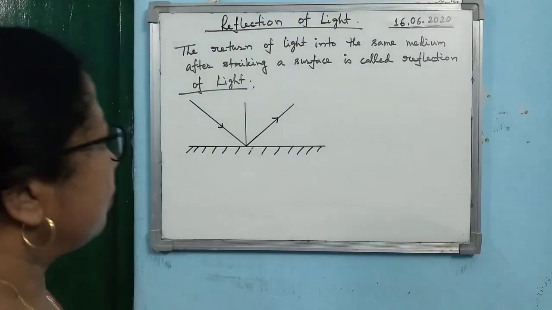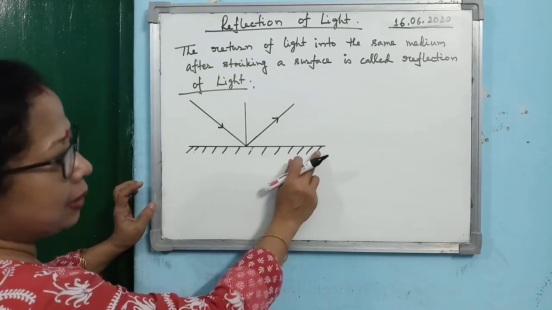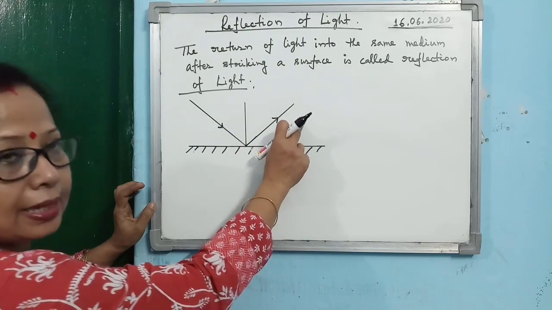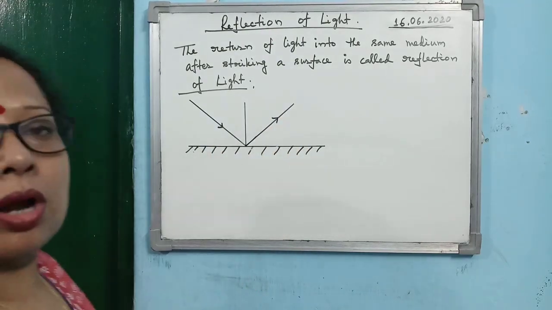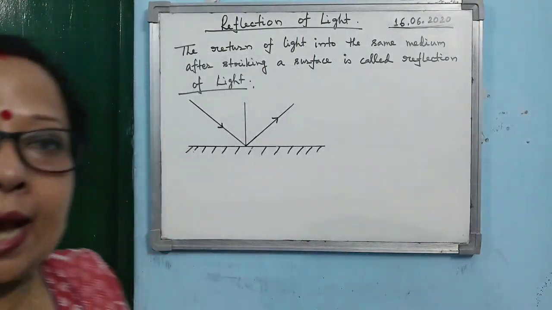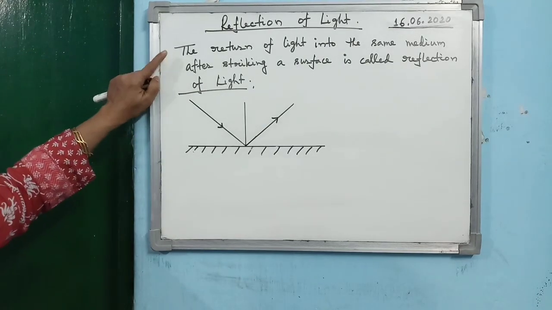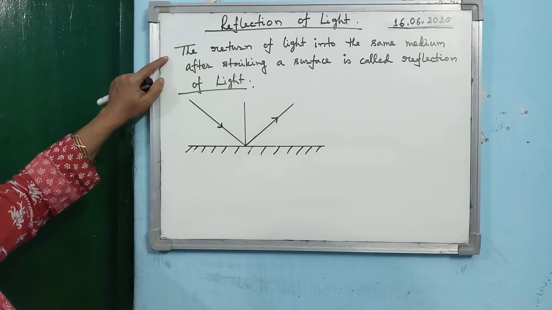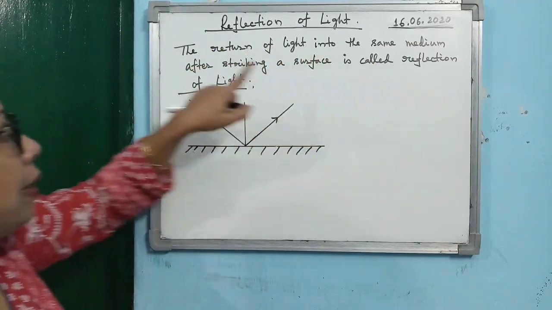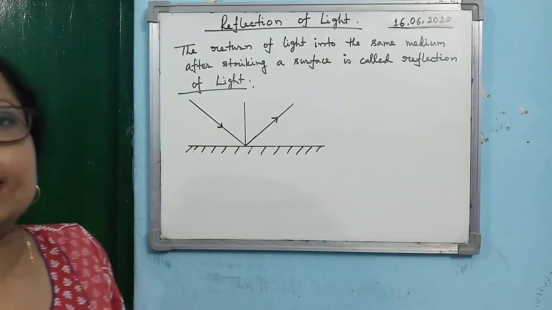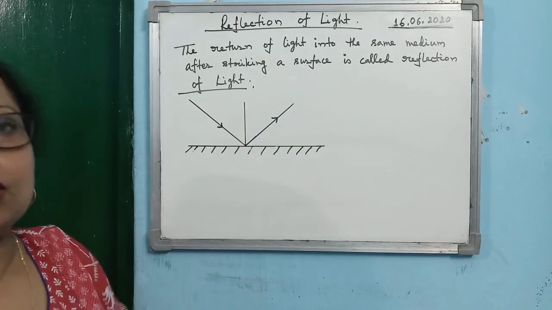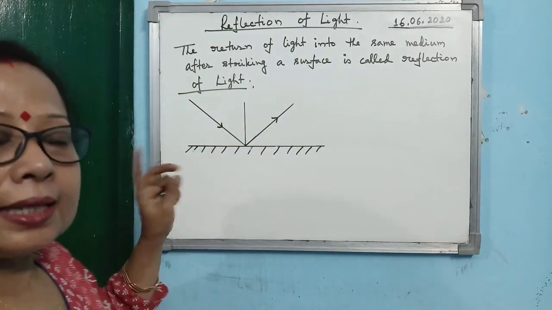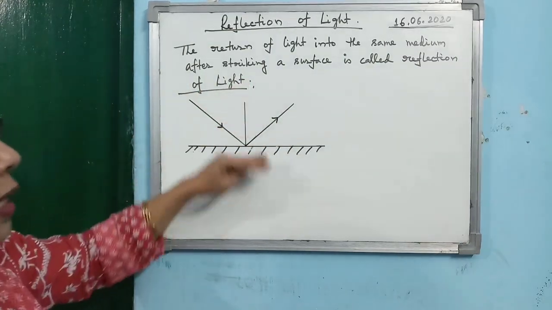So understand it, when light strikes a medium and returns back to the same medium again, then that is called reflection of light. So the definition of reflection of light you must learn, you must write and learn. The return of light into the same medium after striking a surface is known as reflection of light. Alright, now whenever reflection takes place, then certain terms are associated with it.